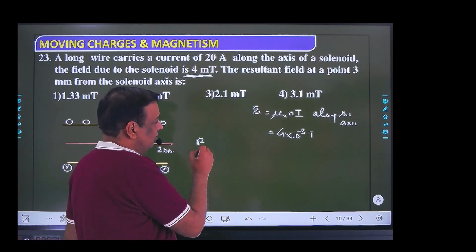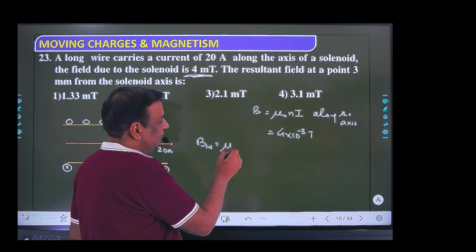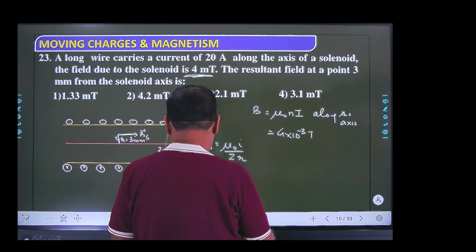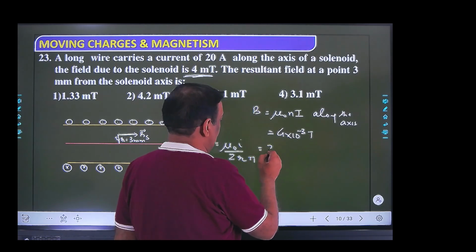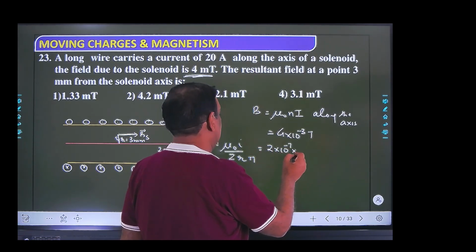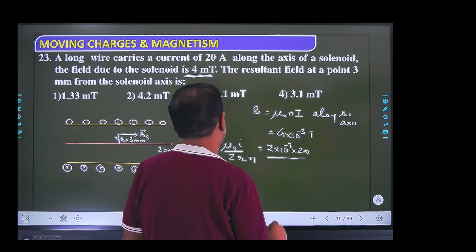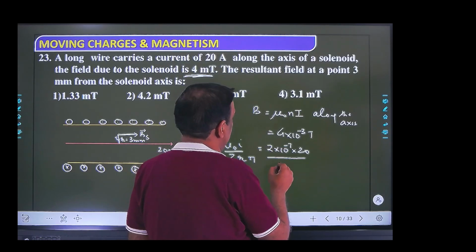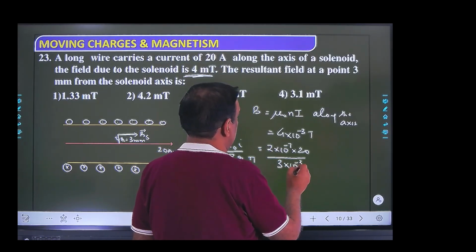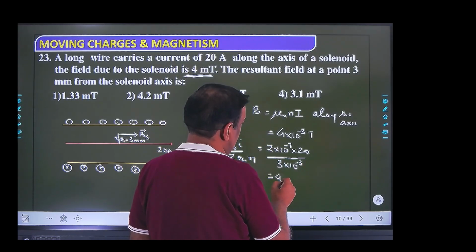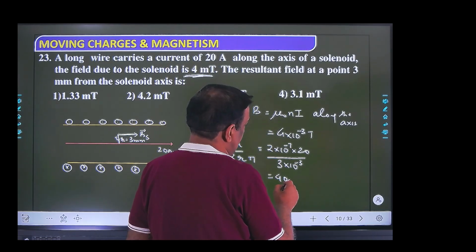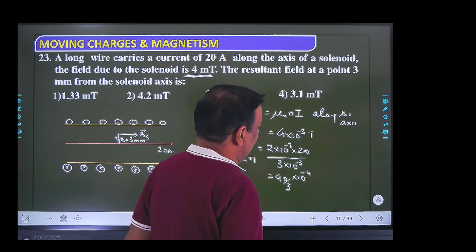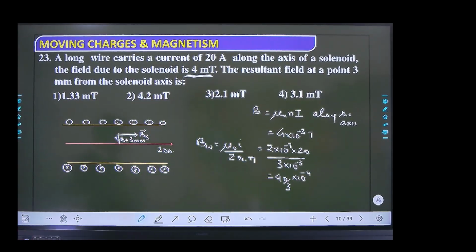How much will the wire's magnetic field be? For an infinitely long wire it is μ0 I by 2πr, so 2 into 10 raised to power minus 7, times I, which is given as 20 ampere, divided by r, which is 3 millimeter. This gives 40 by 3 into 10 raised to the power minus 4 tesla.